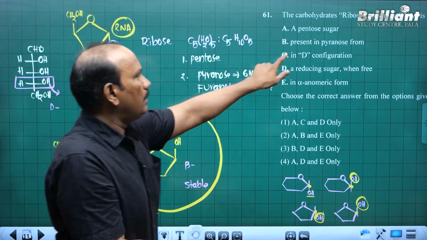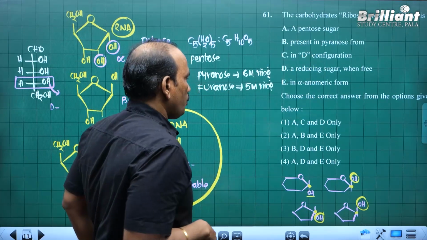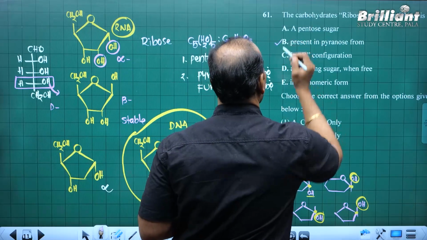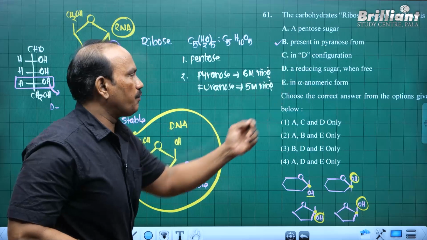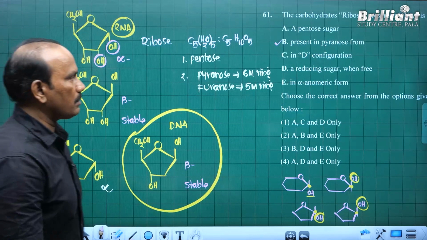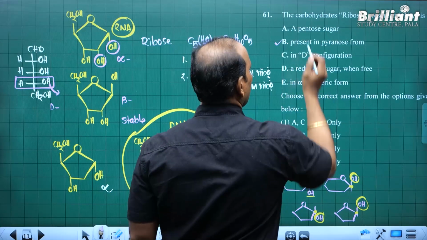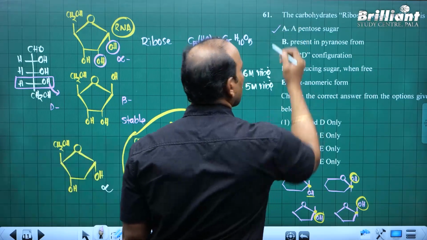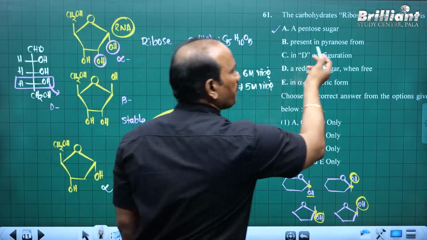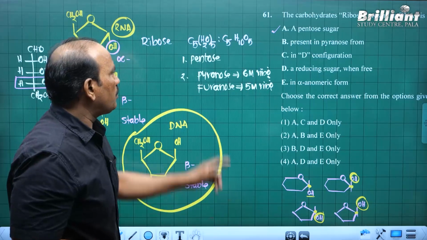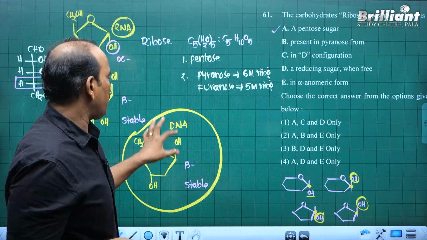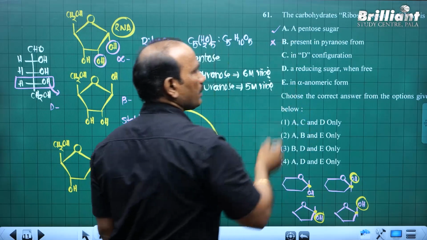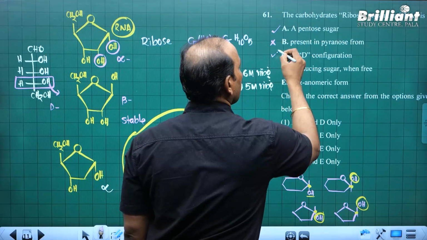Clear? One is a pentose. Is it correct? Yes, a pentose, with D configuration. A is correct. Then, is this present as pyranose? Pyranose is 6-membered, but here a 5-membered ring is there. This is wrong.